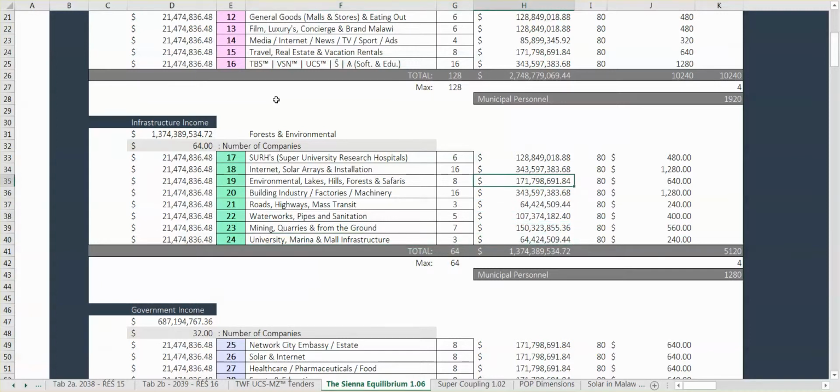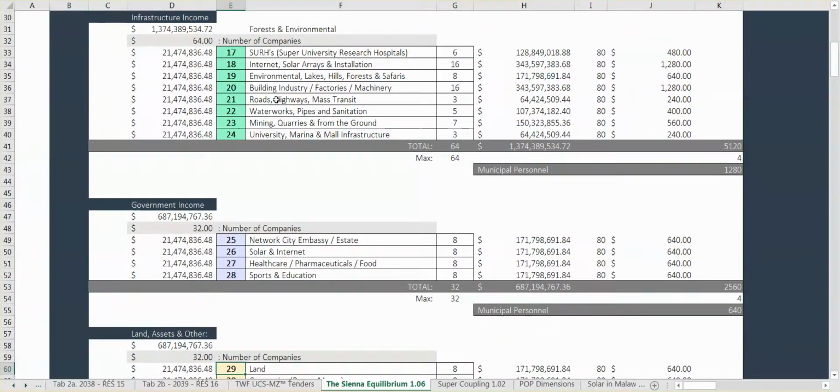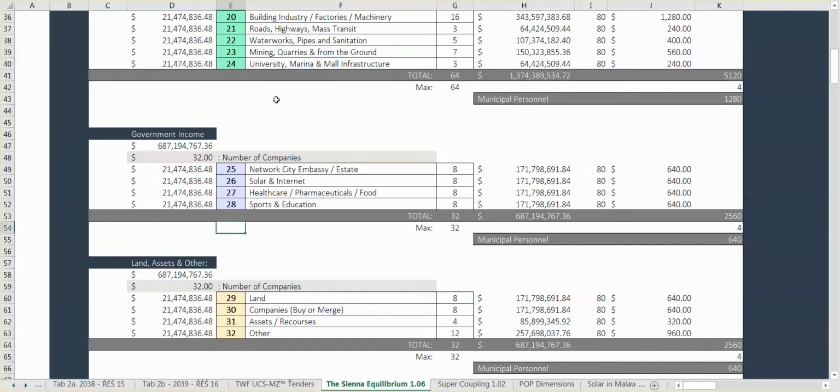And these all come to a certain price, and they have their personnel, and we get the municipal personnel from them. And lastly, no, not lastly, there's government income, which is currently in this spreadsheet, but there are better ideas now. The government income is now a quarter, not 1/8.